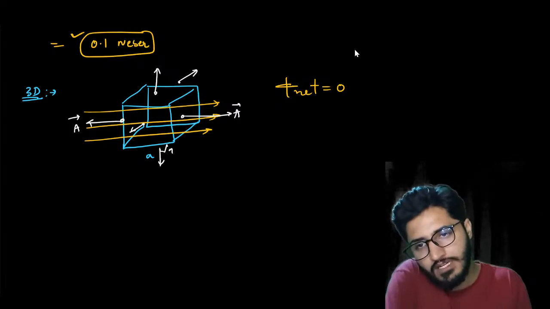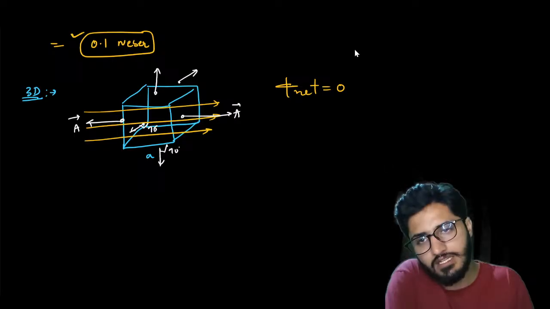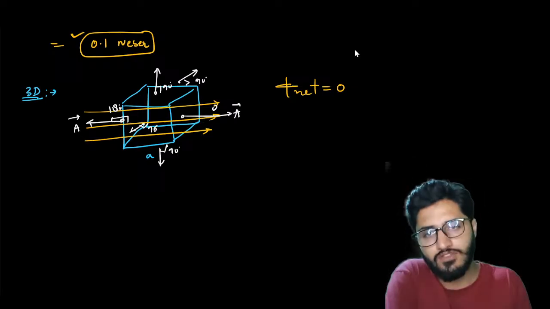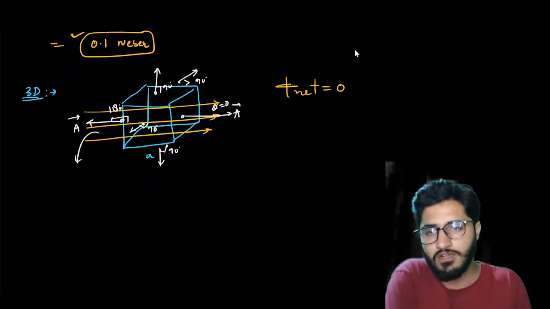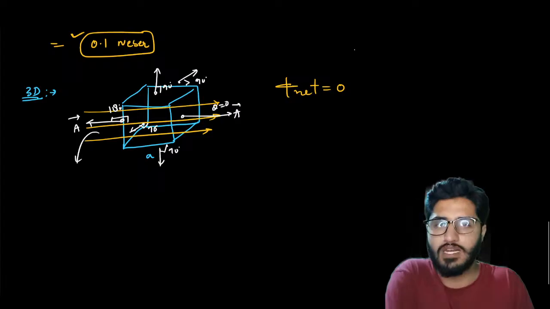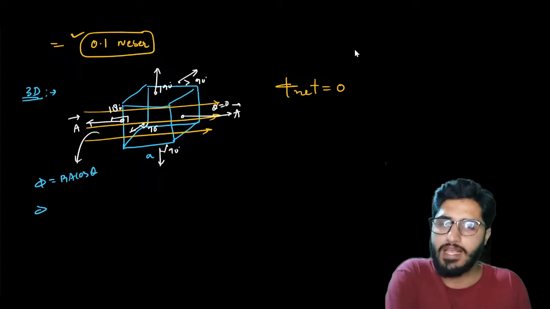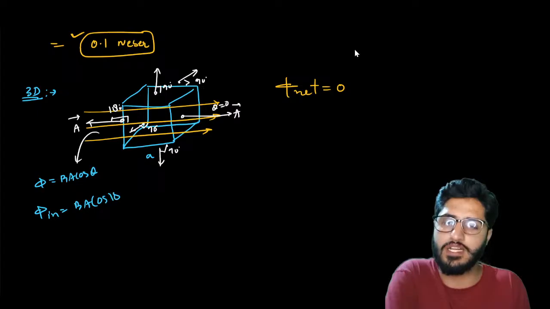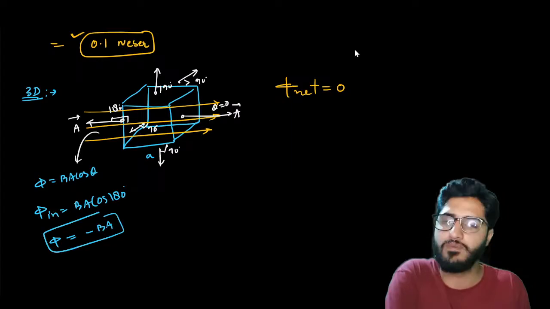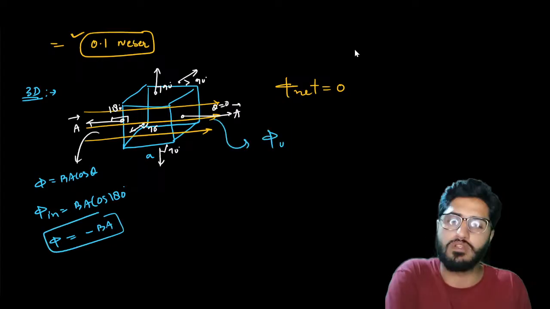Look here. Theta is 90 here, here, and here. Here theta is 180. Here it is 0 degree. So phi equals BA cos theta. Phi incoming is BA cos 180, and cos 180 is minus 1, so I can write minus BA only. Phi out is BA cos 0 degree. Cos 0 is 1, so phi out is plus BA.